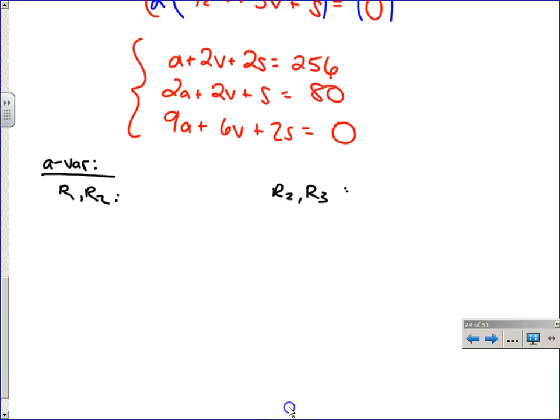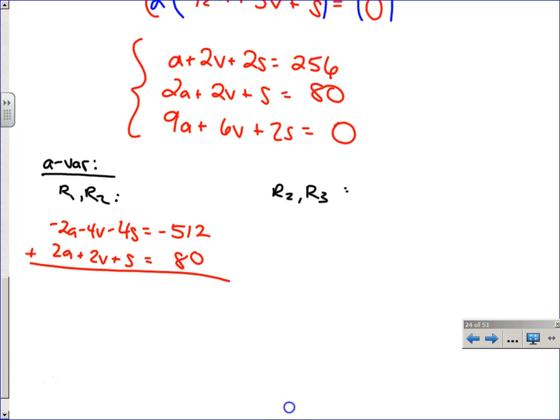Just applying the system. So I'm going to multiply everybody by what? A -2? Does that sound good? So negative 2a minus 4v minus 4s is equal to negative 512. Negative 400, and any mental mathers out there? 32. R2 and R3, ooh, it's a little bit nastier.